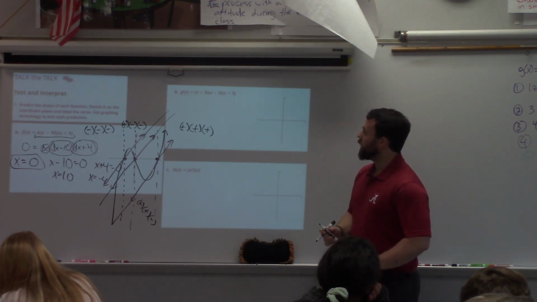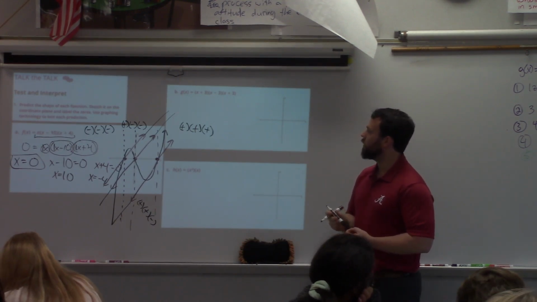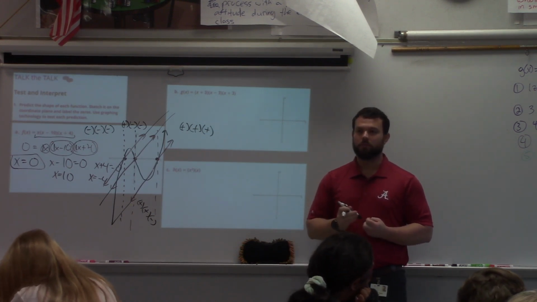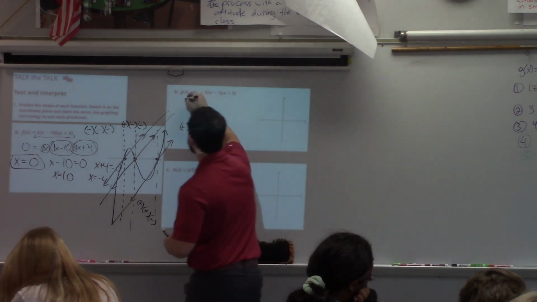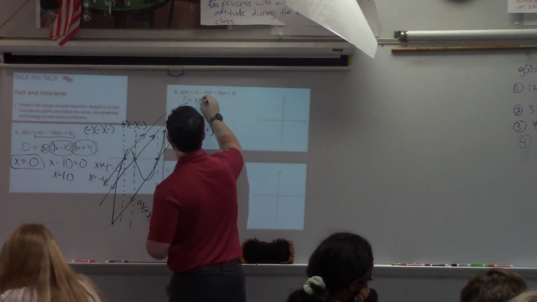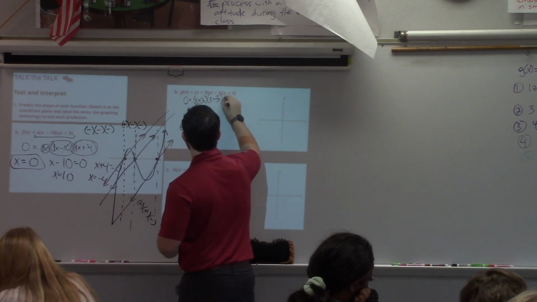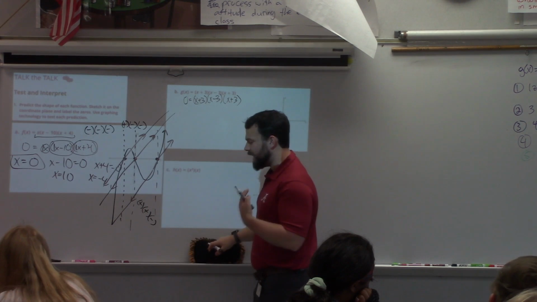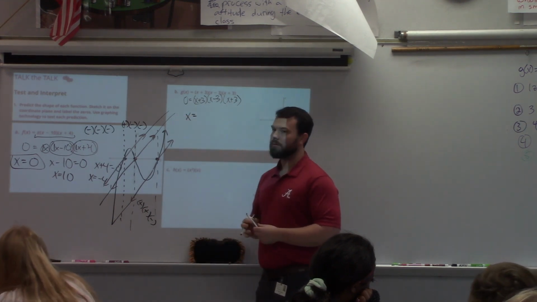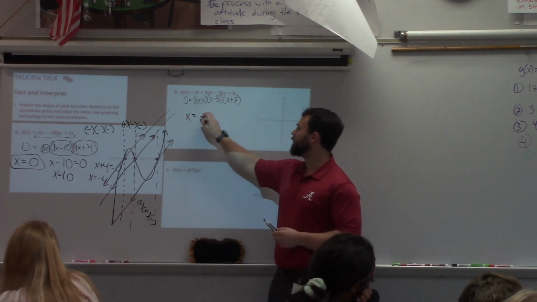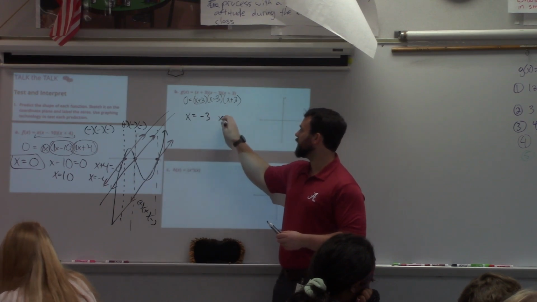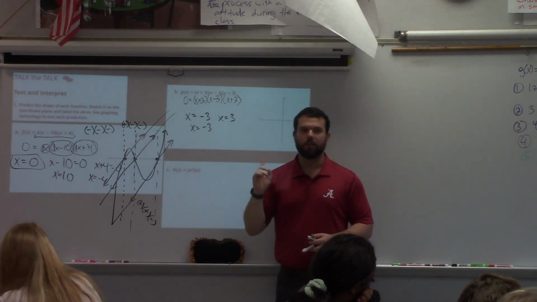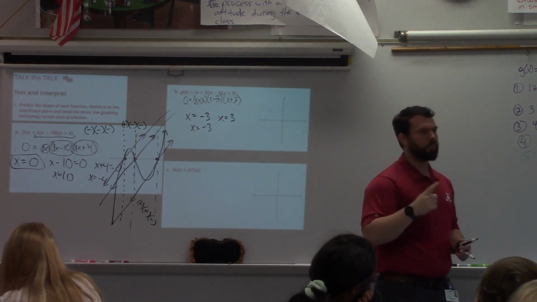Alright. Looking at B with g of x, what do I know about g of x? Or what do I need to identify first? I've got to identify those roots, right? So 0 equals x plus 3 times x minus 3 times x plus 3. Just for the sake of time, what are the zeros? x equals negative 3, x equals positive 3, and x equals negative 3 again. That's important. Why? I got a double root there.